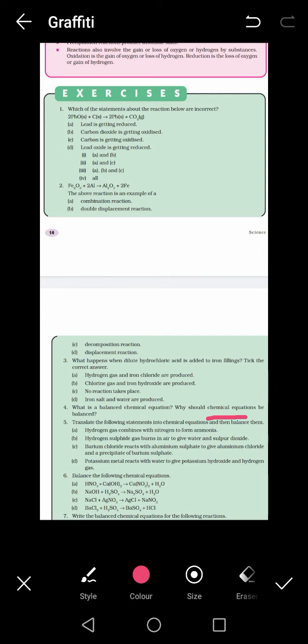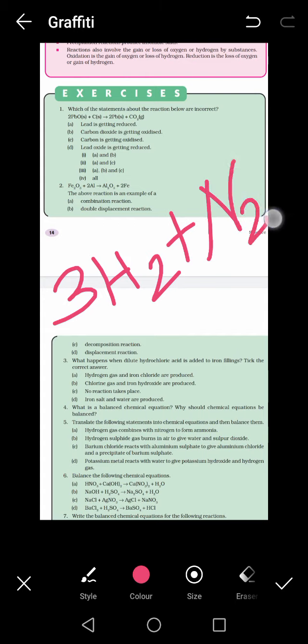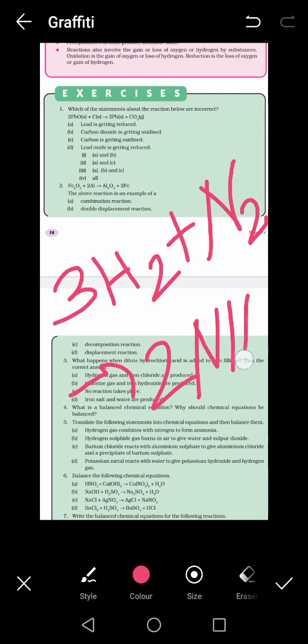Translate the following statements into chemical equations and then balance them. When hydrogen gas combines with nitrogen to form ammonia, the reaction will be like this. Hydrogen gas reacts with nitrogen gas and forms ammonia, 2NH3, ammonia gas. So it is also the balanced reaction. Then go to the next question.